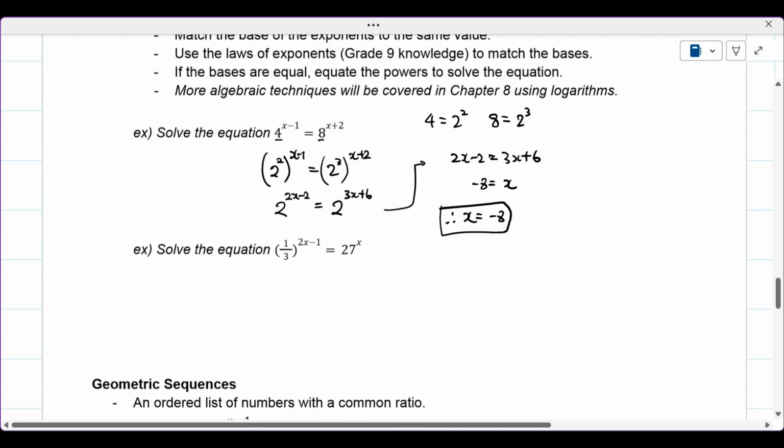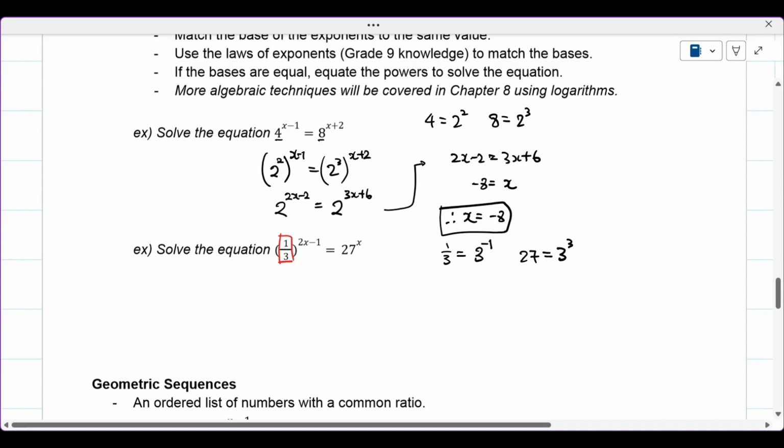The next one doesn't seem so obvious at first sight. Well, what number to the power of what is 1 over 3? And also, what number to the power of what is 27? Now, here's a little catch that we need to be careful about. When you have a fraction like 1 over 3, we can see it as a reciprocal of a number, right? 1 over 3 is a reciprocal of 3, and we know we can reach the reciprocal by doing a power of a negative number. So my 1 over 3 can be reached by 3 to the power of negative 1. And 27 is obviously 3 to the power of 3.